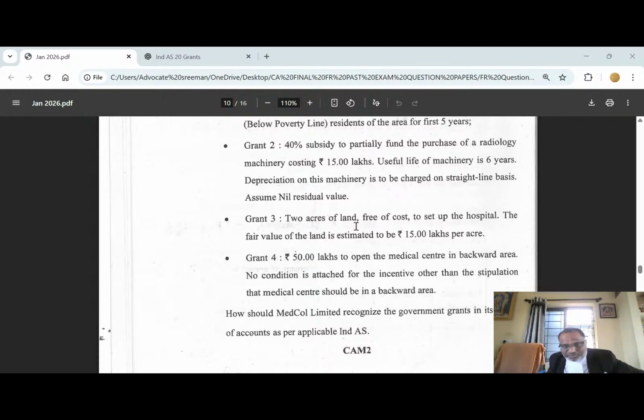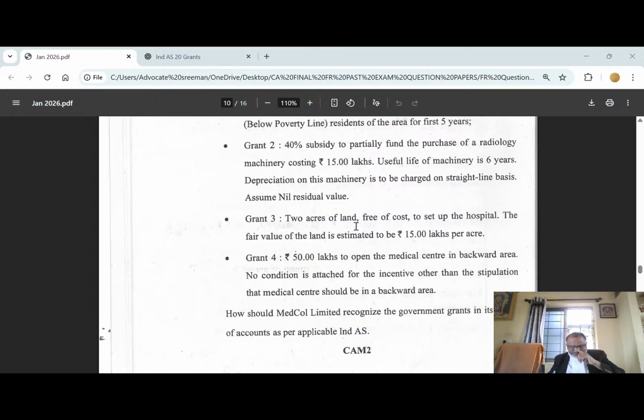It remains as a deferred income, a capital nature grant, in the balance sheet.